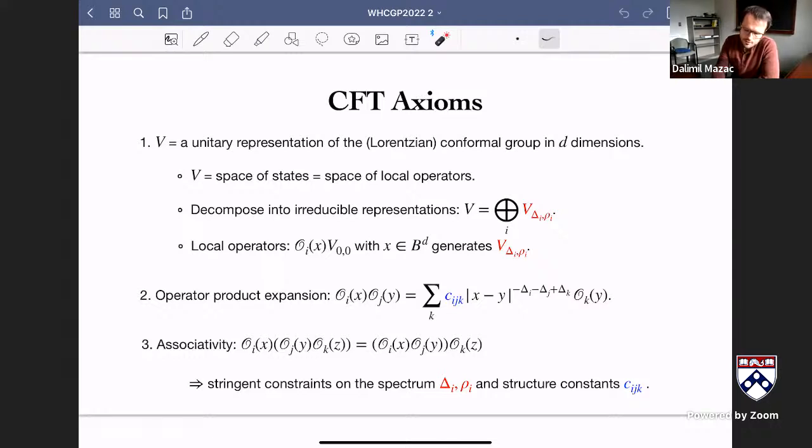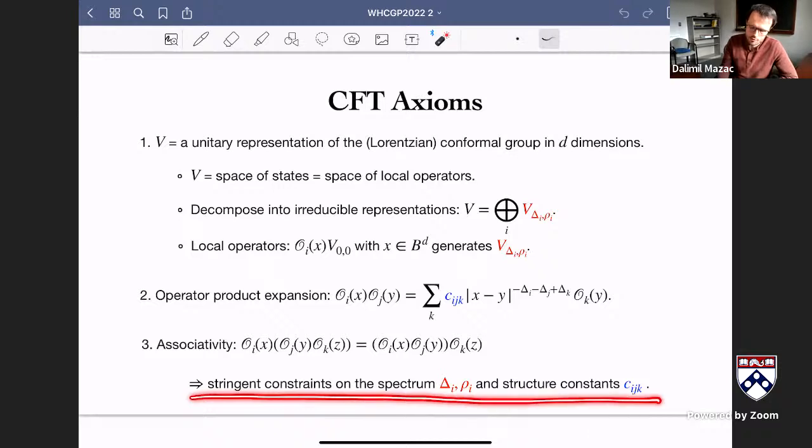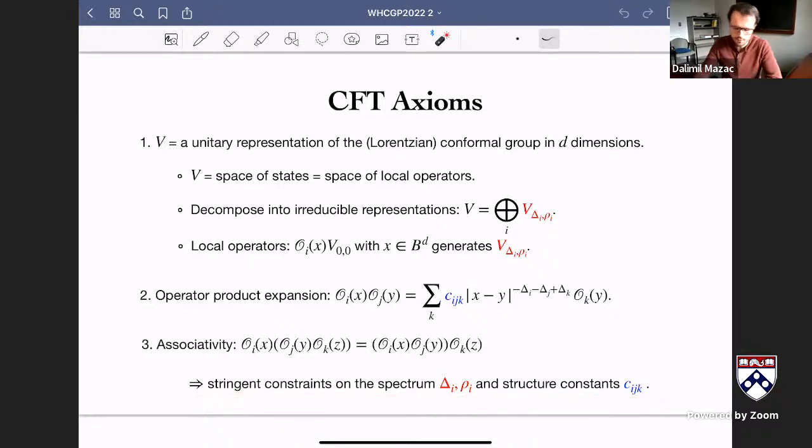Okay, so far the CFT is specified by the set of data consisting of these deltas and rhos and the C_ijk's. And this data is constrained by associativity. So associativity is just a statement that when we multiply three operators as such, we can put brackets either like that or like that, and the result must be equal to each other. And associativity, together with unitarity, implies some stringent constraints on the spectrum and structure constants. So this is the basic idea of the conformal bootstrap.